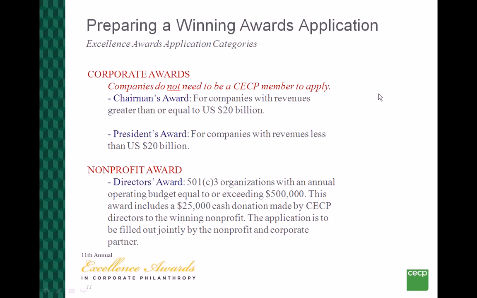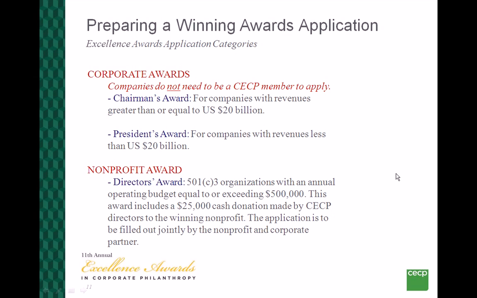There is one award for corporations, but they're judged in different categories. So if you're interested in applying on behalf of your corporate program, you download the corporate award, and once you have that award open, you indicate whether your revenues are above or below $20 billion for the most recently completed fiscal year. What that means is that companies above $20 billion will be judged against one another, and those with revenues below $20 billion will be judged as a separate category.